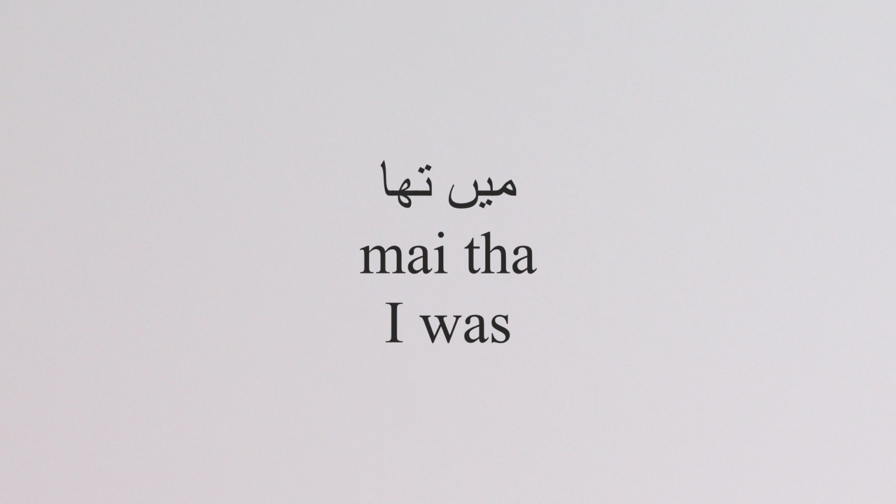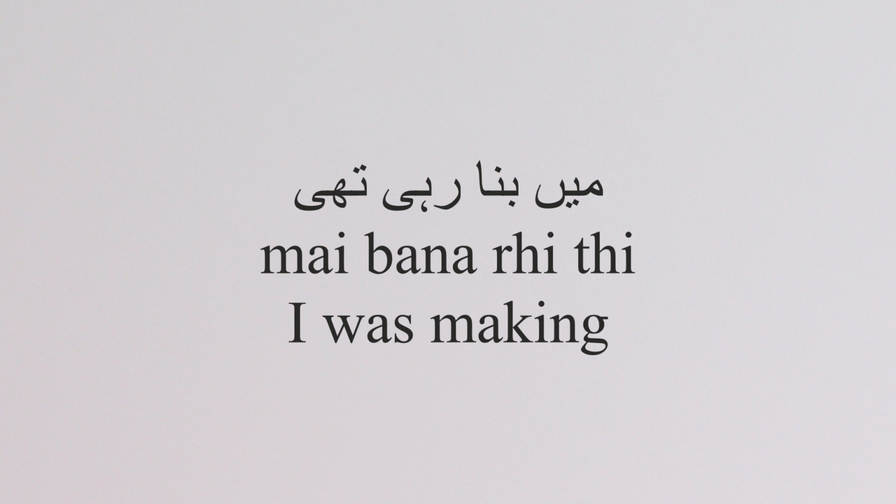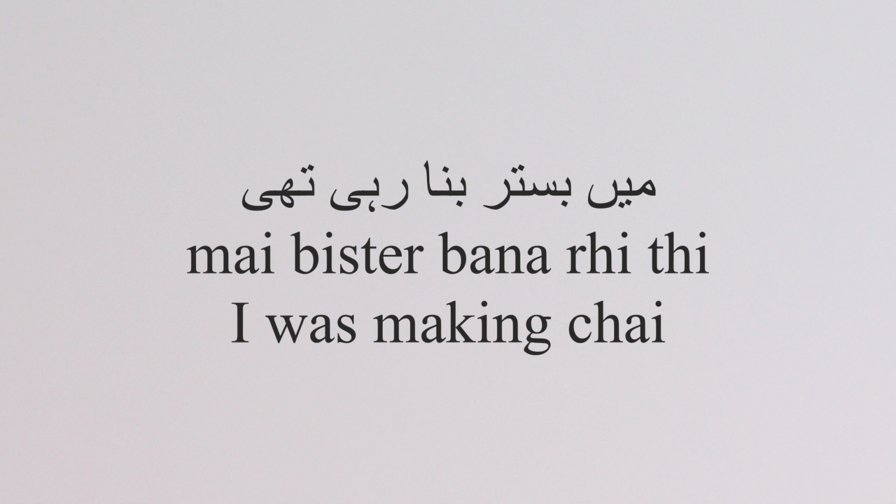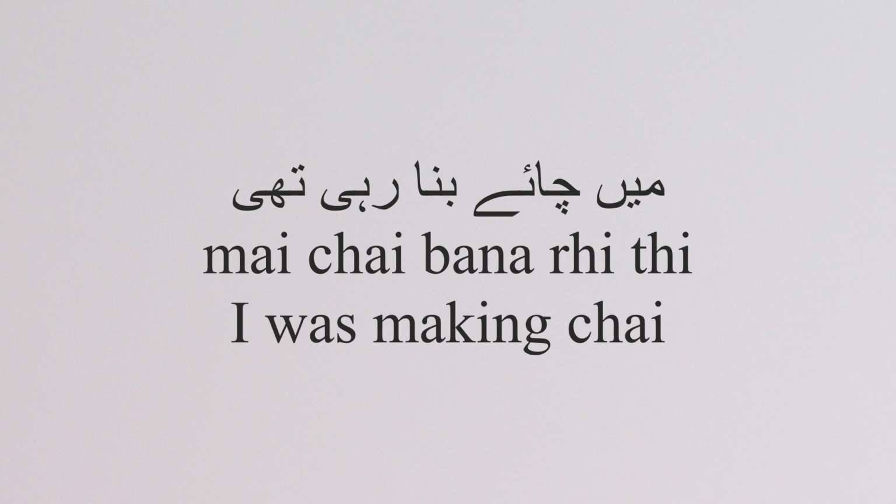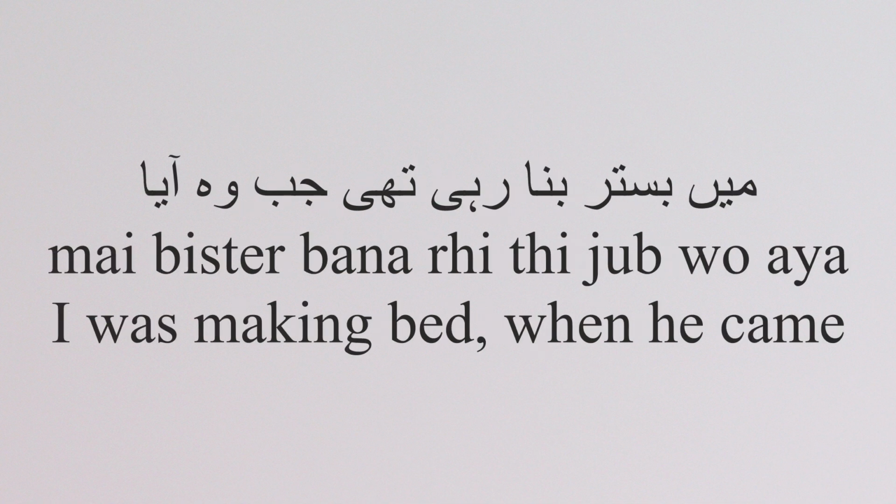So मैं बना रही थी. I was making. मैं बिस्तर बना रही थी. I was making my bed. मैं चाय बना रही थी. This lesson is for absolute beginner level students, so the sentences that I'm making are simplified. मैं बिस्तर बना रही थी जब वो आया. When is जब, वो आया means he came. I was making my bed when he came.